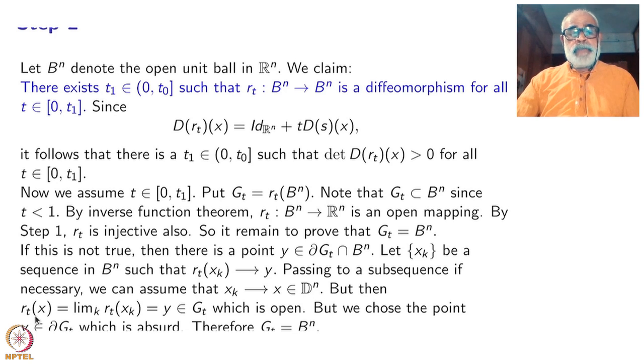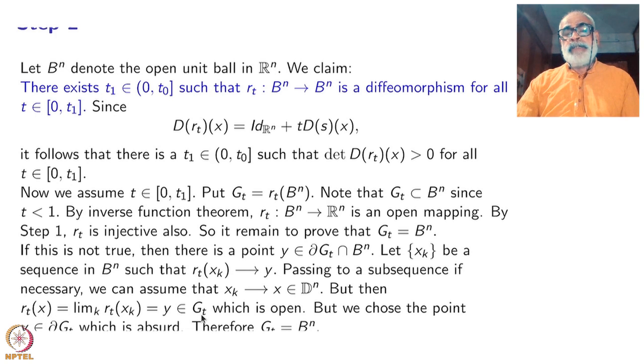So, but then r_t of x is the limit of r_t of x_k, right? Because r_t is a smooth function actually, so it's continuous also. But r_t of x_k is equal to y, because we have assumed that r_t of x_k converges to y. The limit is y. So that is an element of G_t because it is r_t of something.